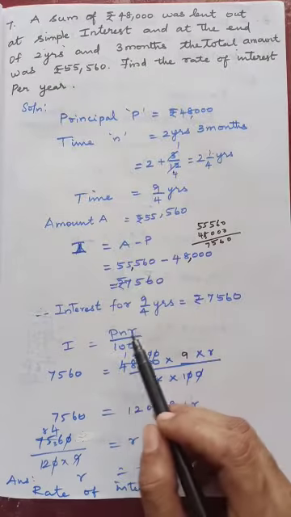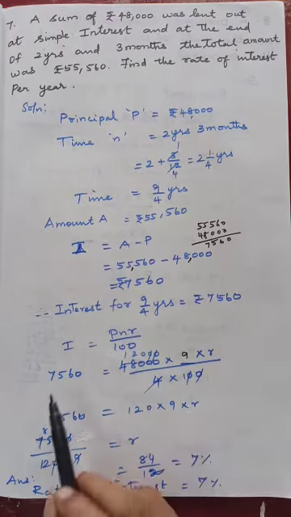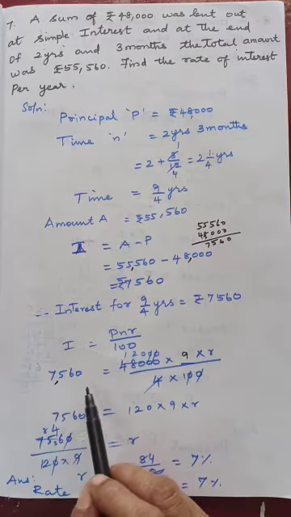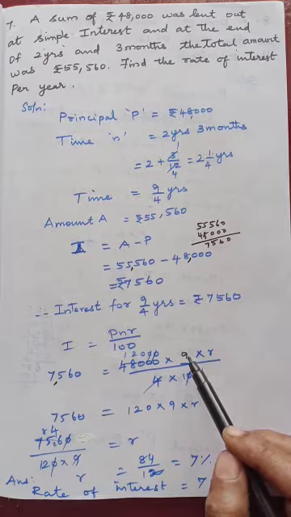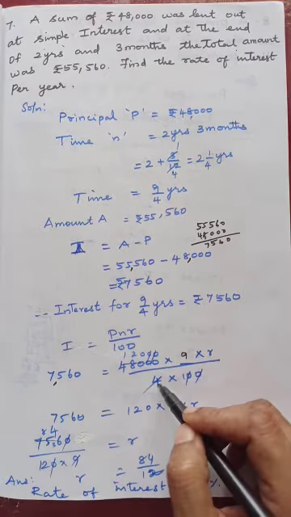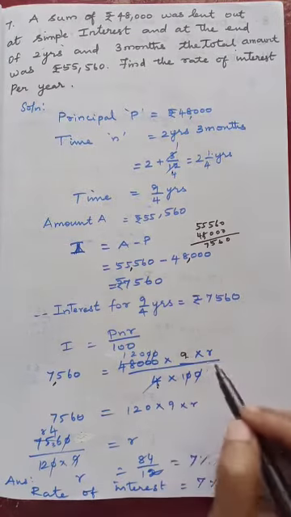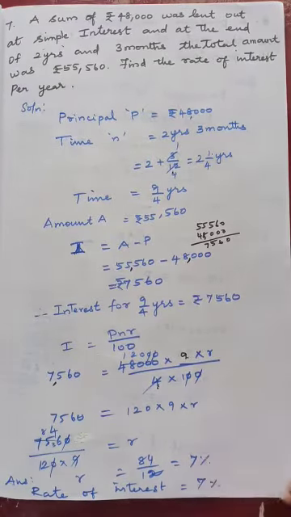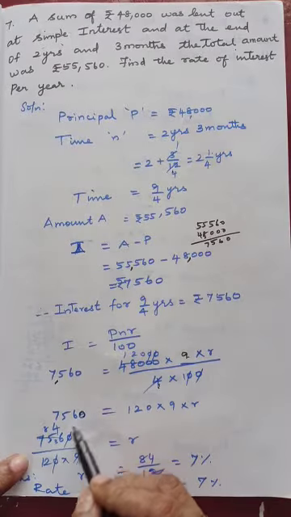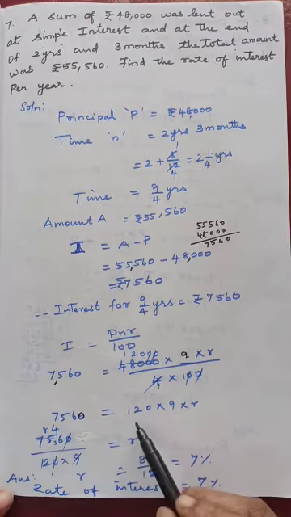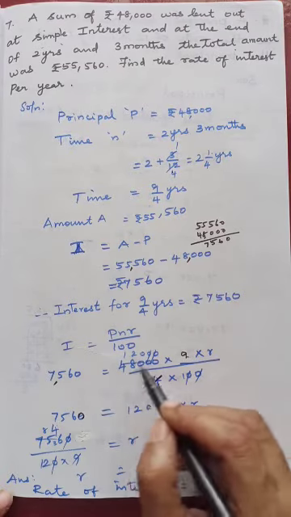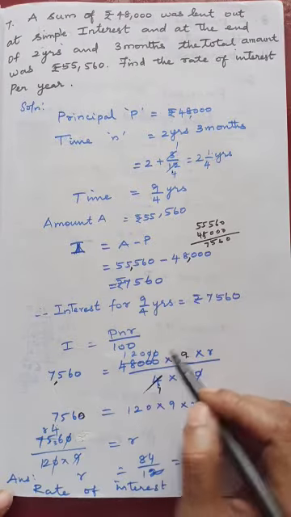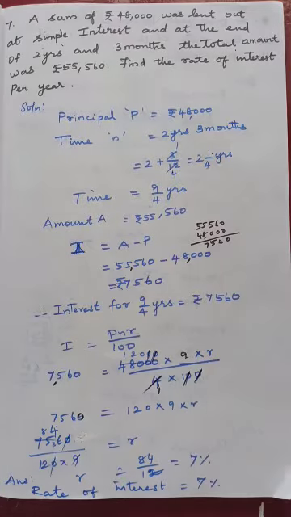So I is equal to PNR by 100. So we know I, 7560, is equal to P, which is 48,000, into number of years, which is 9 by 4, into R by 100. Now 7560 equals 120 into 9 into R. You cancel 1 times here, 1, 2 times 0, 0, 0. So 2 zeros get cancelled. Now 120 into 9 into R.